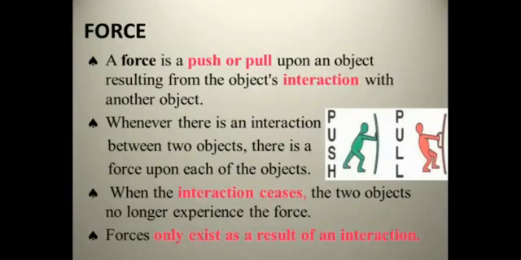When there is an interaction between two objects, there exists a force, and when you bring the interaction to an end, the two objects no longer experience the force. So force only exists as a result of interaction. Students, can you understand that? When there is an interaction between two objects, force exists. When you bring the interaction to an end, you no longer experience the force. So force exists only as a result of interaction.